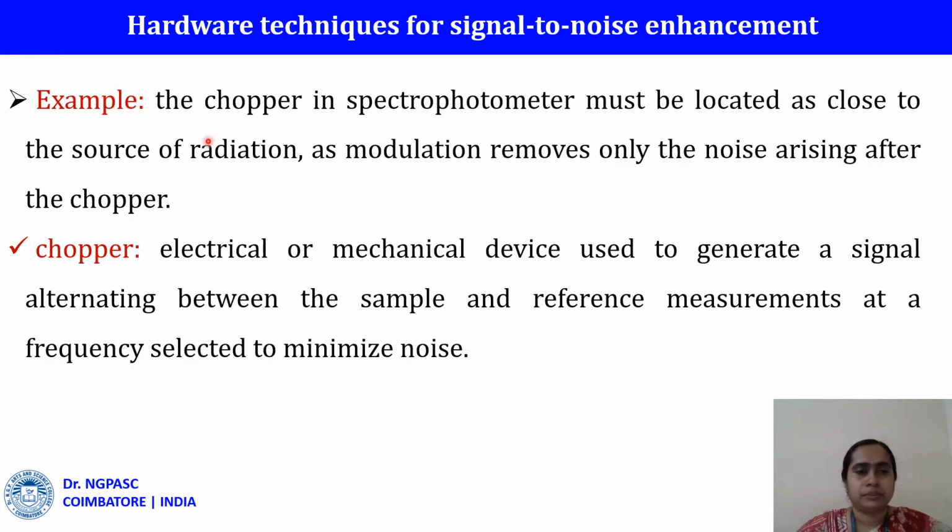One more example, you can go on. The chopper in the spectrophotometer must be located as close to the source of radiation as possible, as the modulation removes only the noise arising from the chopper. So what is a chopper? It is an electrical or mechanical device used to generate a signal alternating between the sample and the reference measurements at a frequency selected to minimize noise.